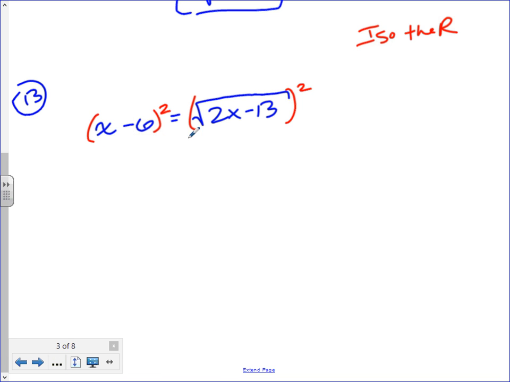What do you want to do? X squared minus 12x, good, plus 36. It's okay. If you still want to write it all out, please do. I definitely think you should.